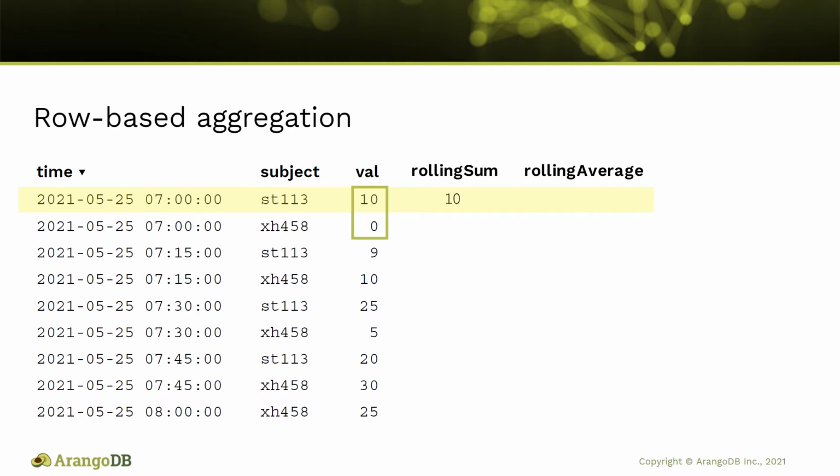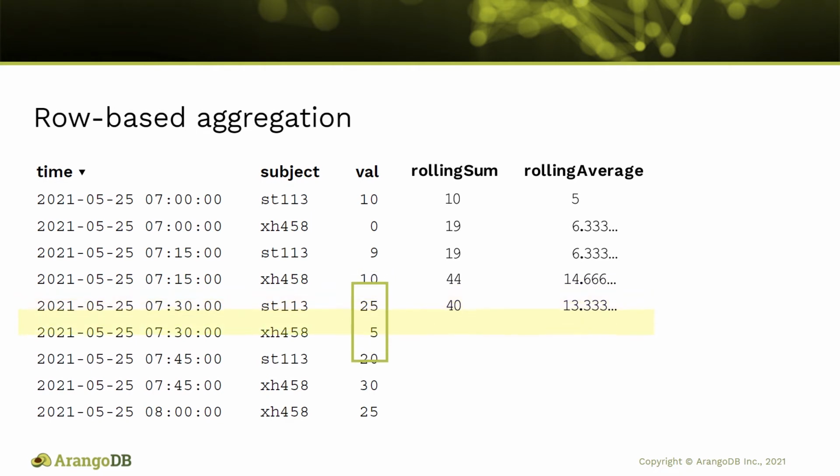The sum is 10 plus 0, that's 10, divided by 2, which is the number of rows, then we get an average of 5. And then we can move to the next row. And then we keep sliding that window over our data and calculate the sum and the average or whatever other aggregation expression you want to use. And in case of the last row, there is no following row, so like in the beginning, we only use the second to last and the last row to calculate the values.